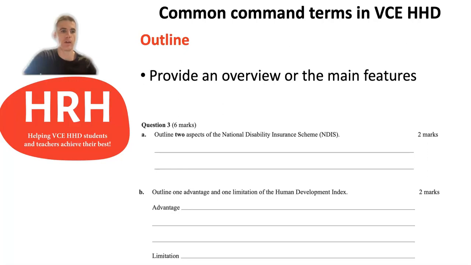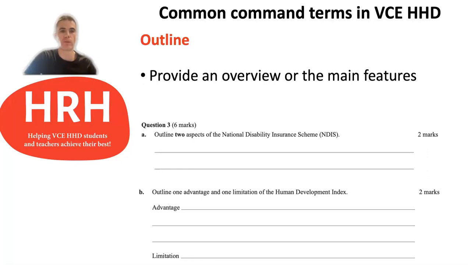So then another really common command term is outline. When you're asked to outline something, you're typically providing an overview of the main features of a particular concept. You can see here, this question was asking you to outline 2 aspects of the NDIS. So you're providing 2 features or characteristics that are linked to the NDIS. And then down the bottom there, outline an advantage and a limitation of the HDI.